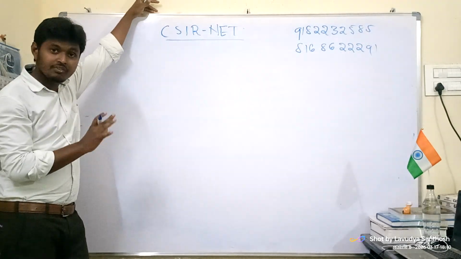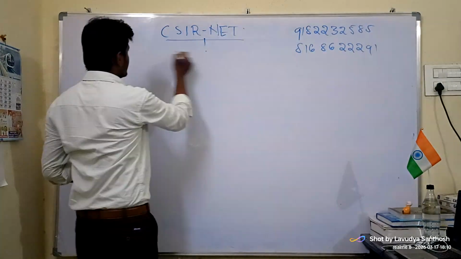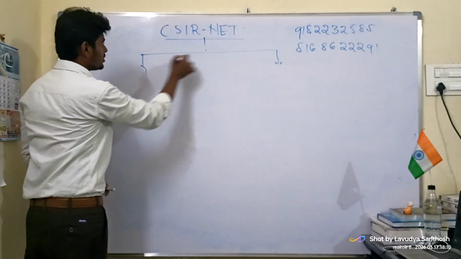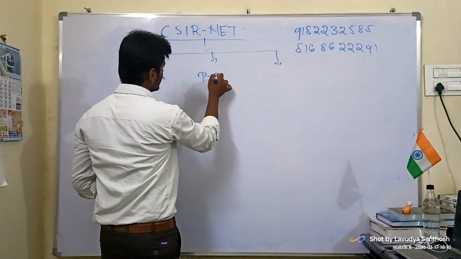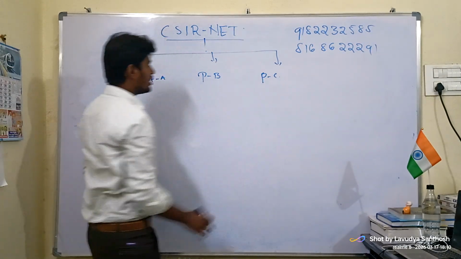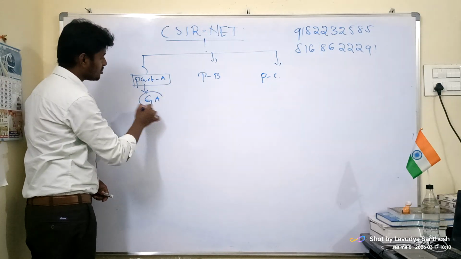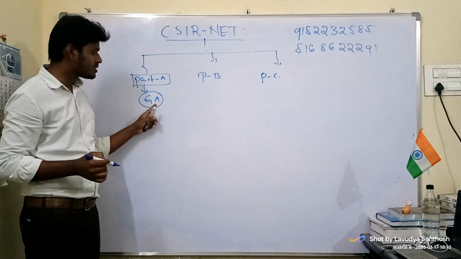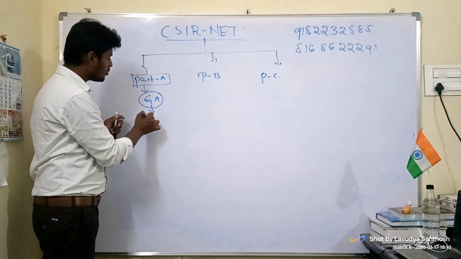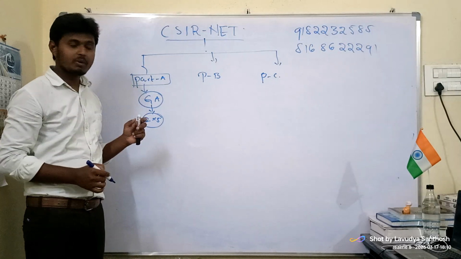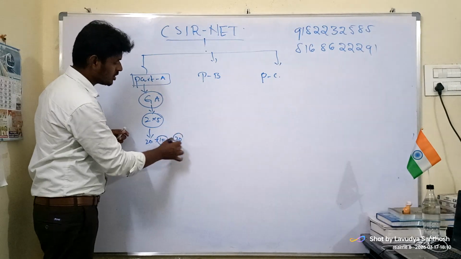In CSIR NET there are 200 marks papers, and the exam is divided into 3 parts: Part A, Part B, Part C. Part A is General Aptitude, GA. Everybody can attempt 5 or 6 questions here. Each carries 2 marks. 20 questions, 15 to be answered. That is 30 marks.